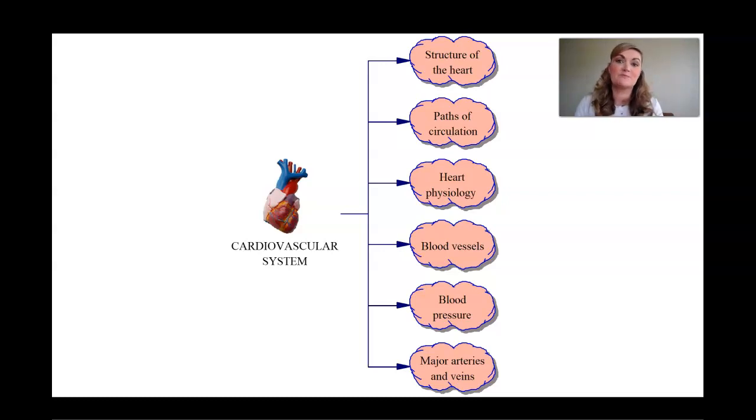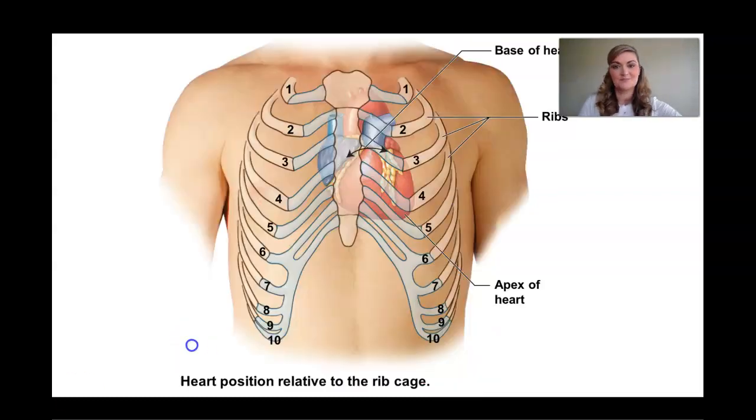We're going to discuss those blood vessels that are going to flow to and from the heart. We'll discuss blood pressure and the major arteries and veins with this cardiovascular unit. So it will be broken up into different parts.